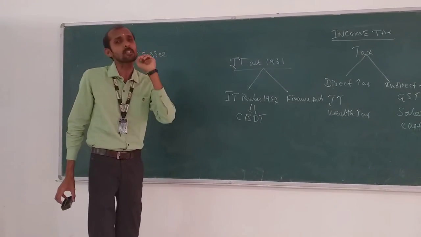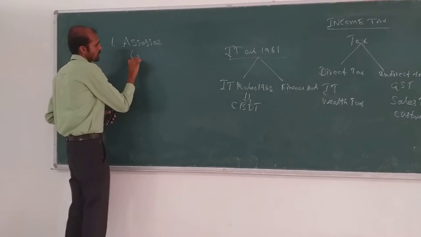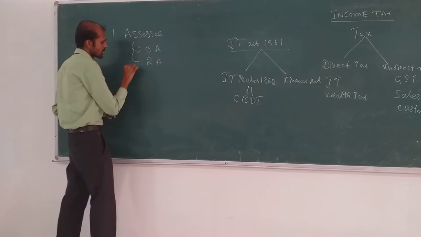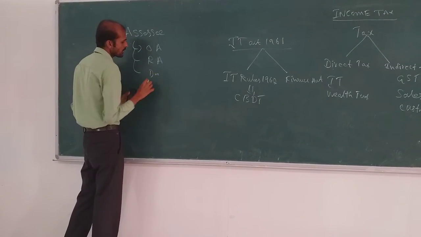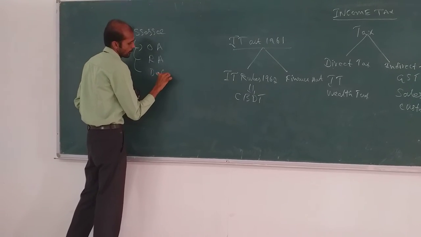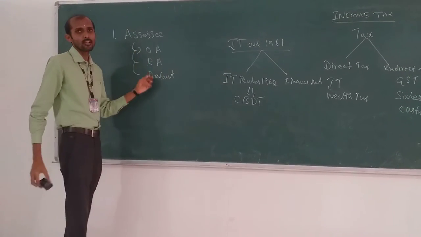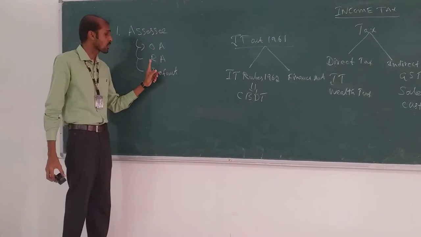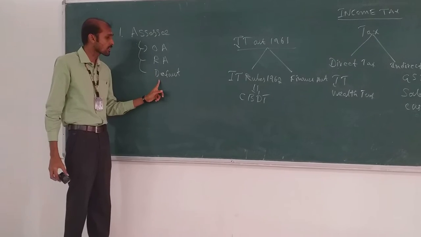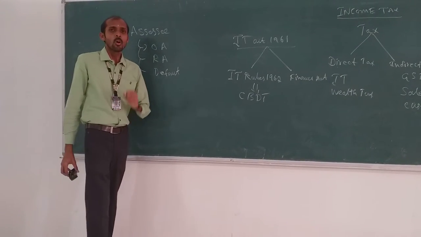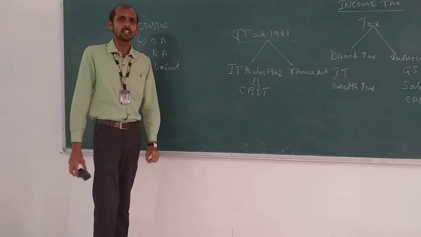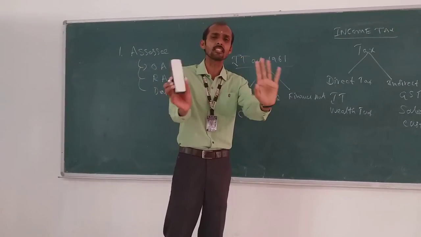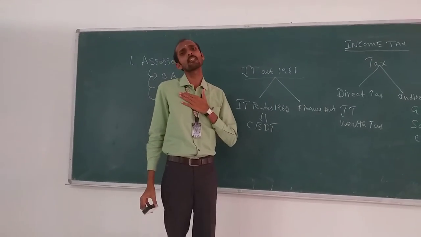There are three types of assessee, namely, one is called the ordinary assessee, second, the representative assessee, third, the assessee in default. Who is called an ordinary assessee? All the persons who are paying tax are called ordinary assessees. If I am paying tax, I am called an ordinary assessee.